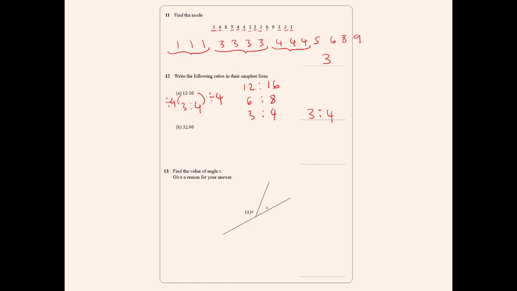32 and 96. Big numbers. So I advise you to maybe just divide by 2 first, and then see what we get. So dividing by 2 gives us 16 to 48. Then 8 to 24. Now I can divide both sides by 8. I know 24 is a multiple of 8, so 8 goes into 8 once, 8 goes into 24 3 times. So the answer is 1 to 3.